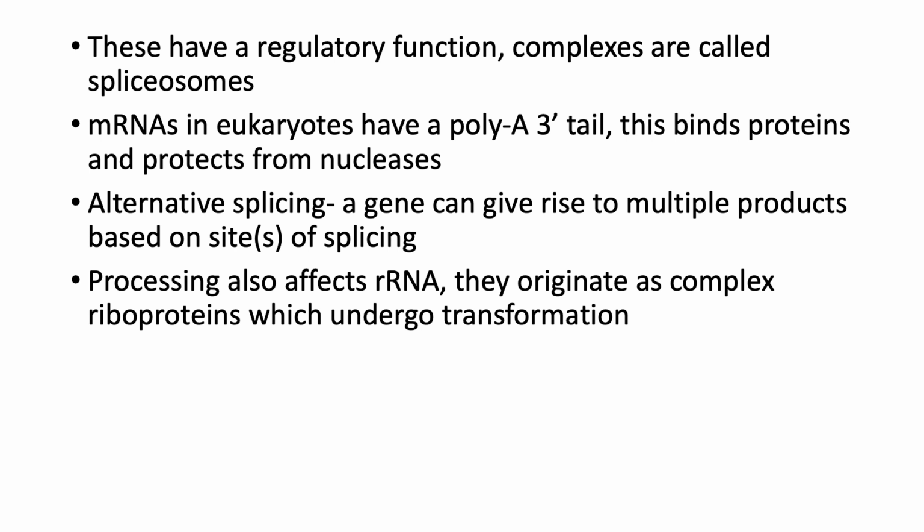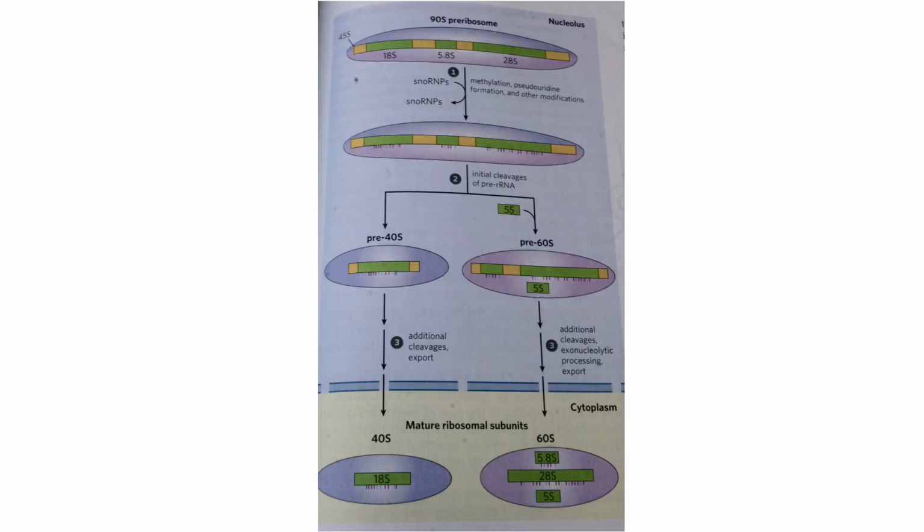And processing also affects ribosomal RNA. These originate as complex ribonucleoproteins which undergo transformation. So we talk about the structure here. We have, for example, a 90S pre-ribosome. This is the method of having post-transcriptional modification. There are various components to the RNA gene. You have methylation, pseudouridine formation, and other modifications.